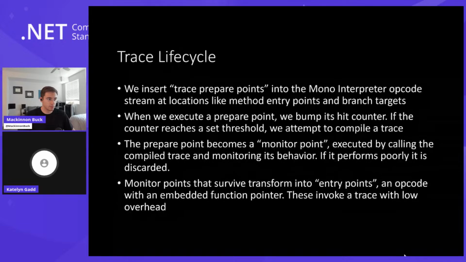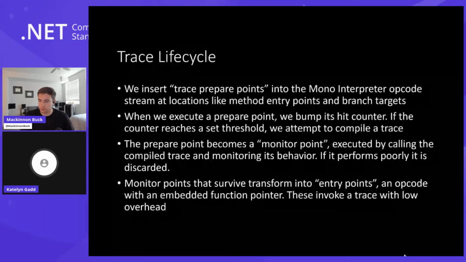And the Jiterpreter inserts itself into this process. It inserts something called a prepare point into that stream of interpreter opcodes at key locations like the entry point of a method and branch targets. These prepare points are special opcodes that when we execute them, they bump a little hit counter that's tracking how often we've hit this point. And once that counter reaches a set threshold, we decide, okay, it's worth it to try and JIT compile a trace starting at this location. And if we're successful, we turn that prepare point into something called a monitor point.